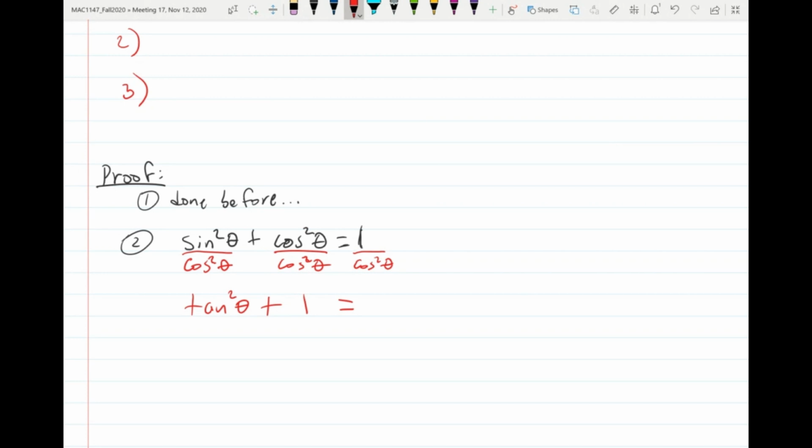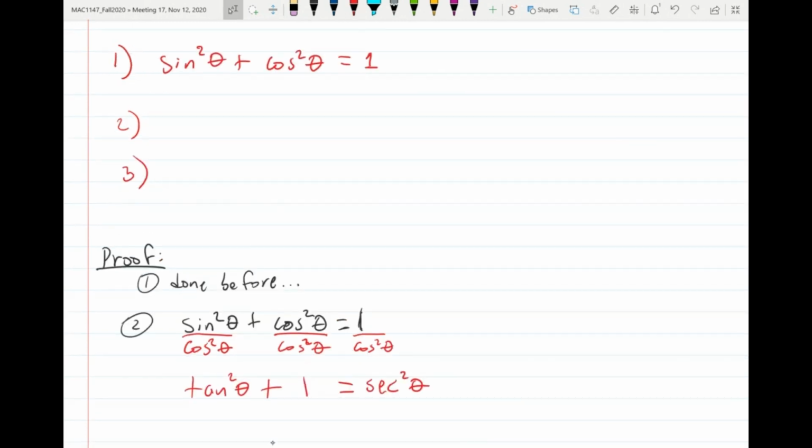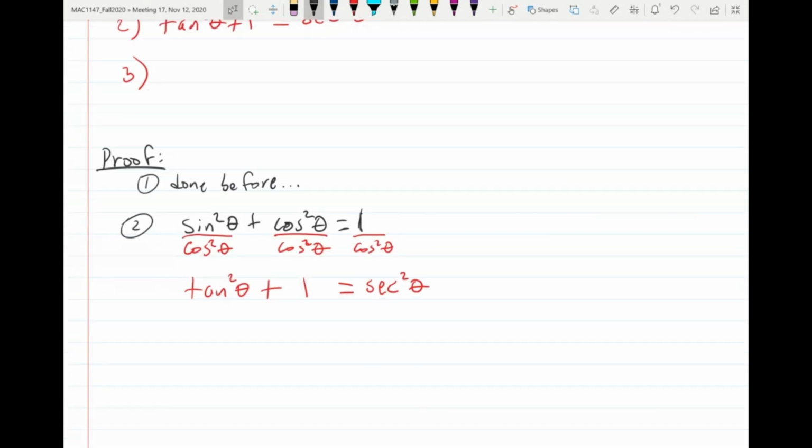And then what do we get on the right? We have 1 over cosine squared. That's the same thing as saying 1 over cosine, all of that quantity squared. So that is secant squared. So here is another version of the Pythagorean identity. If you do tangent squared plus 1, you're going to get secant squared. Okay?